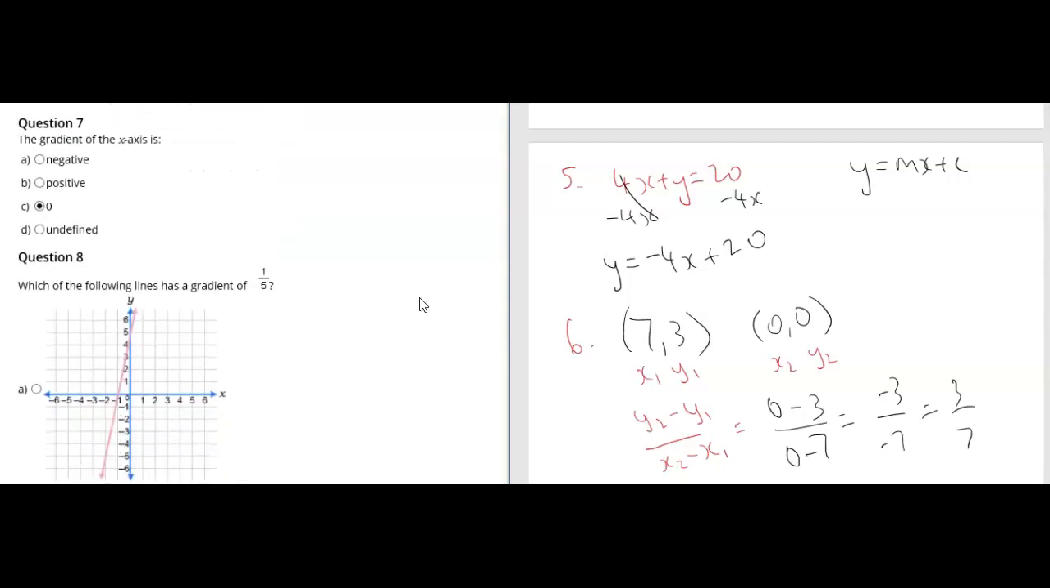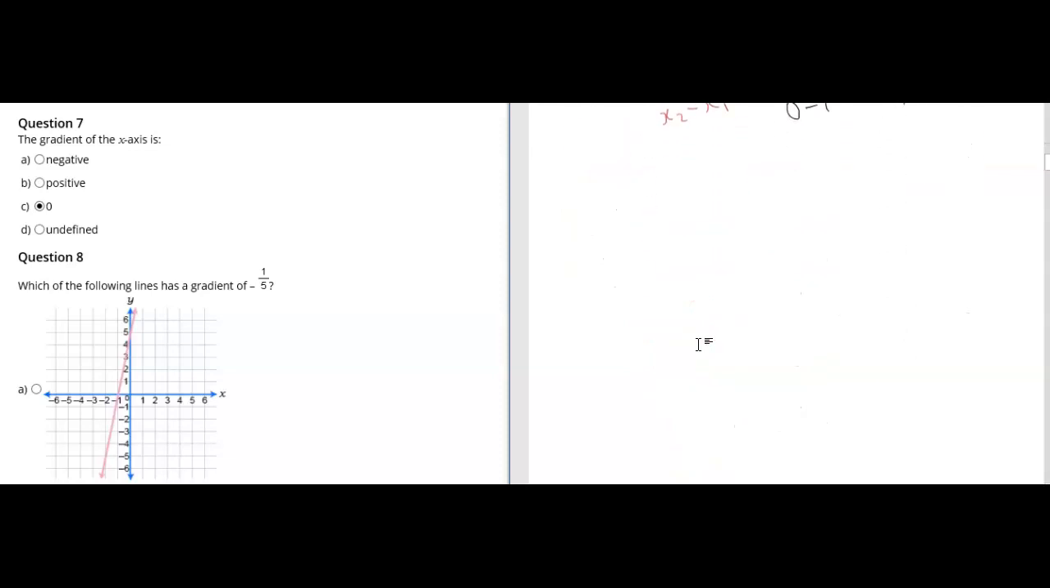All right, question 7, the gradient of the x-axis. So I might just draw you to show you what the x-axis is. Okay, so that is our y-axis. Our y-axis is the vertical one, and our x-axis is the horizontal line. Now, any horizontal line, and that includes your x-axis, so that's horizontal, has a gradient equal to 0. If it was the y-axis, that's when it would be undefined.